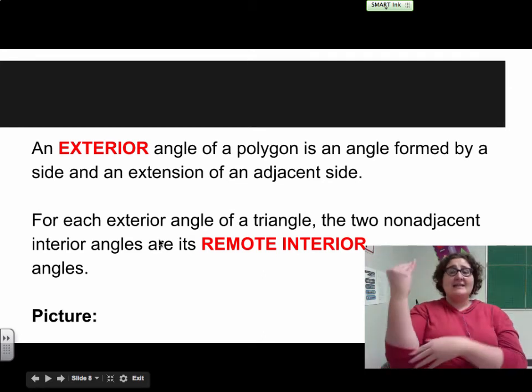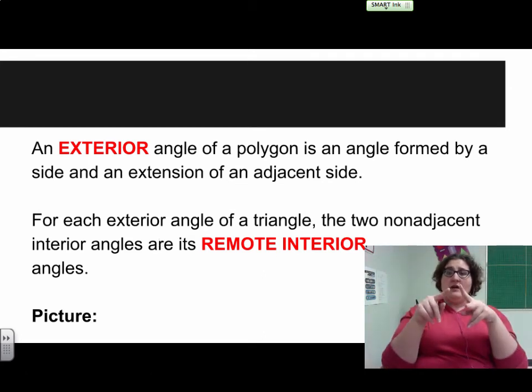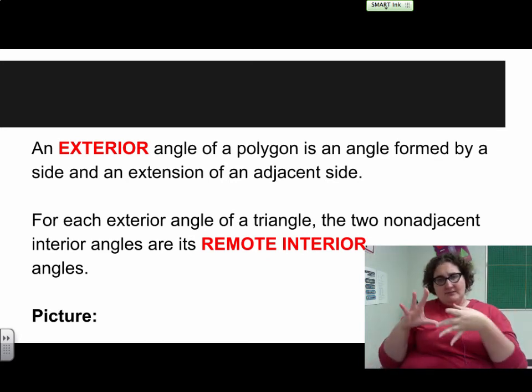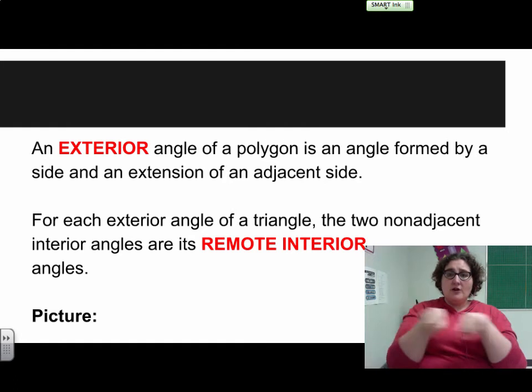An exterior angle of a polygon is an angle formed by the side and an extension of an adjacent side. For each exterior angle of a triangle, the two non-adjacent interior angles are called the remote interior angles.